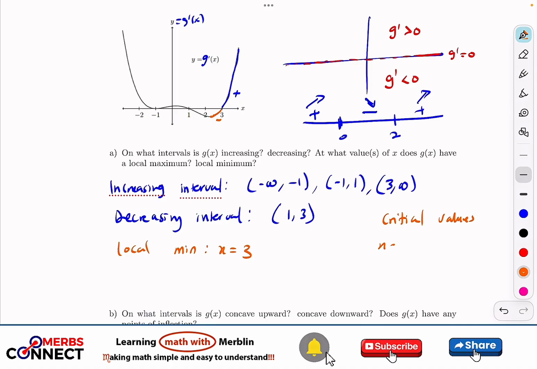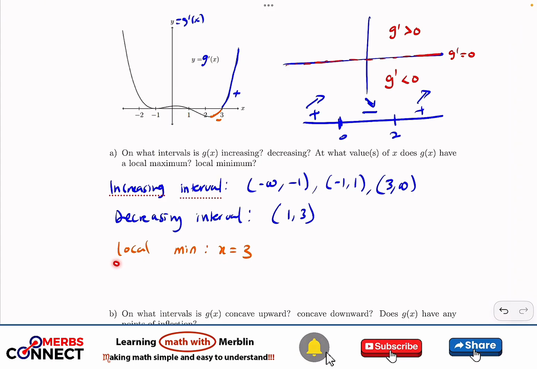Critical point is x is equal to minus 1. Oh no, we cannot, let me just take it out. I shouldn't talk about critical point right now. So that is what we have here, right?